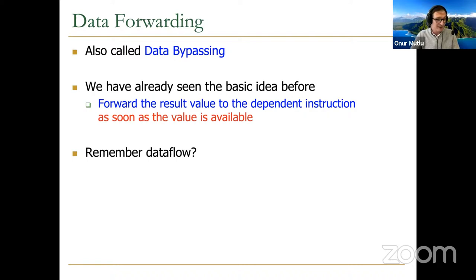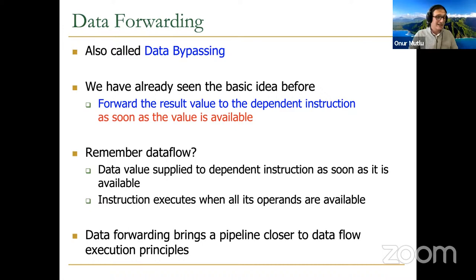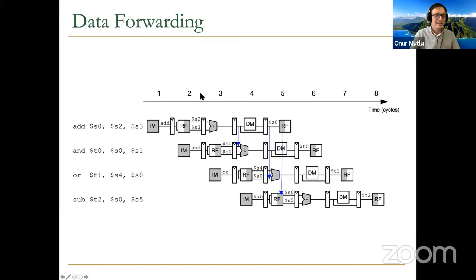Data value supplied to dependent instruction as soon as it's available, right? So an instruction executes when all its operands are available. Data forwarding brings a pipeline closer to these data flow execution principles because you're really supplying the data directly to where the instruction is. Okay, so let's take a look at this example from before.